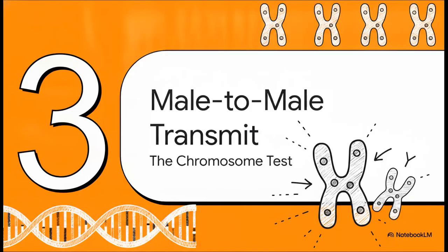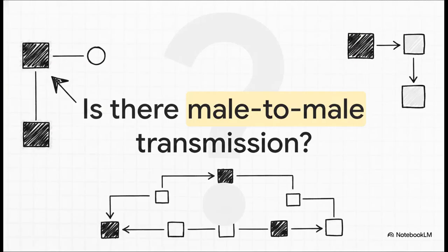Okay, Section 3, male-to-male transmission rules. We like to call this the chromosome test. Once you've checked for skips, you ask your second algorithmic question. Is there male-to-male, meaning father-to-son, transmission anywhere in this pedigree? You literally just scan the squares. Does an affected father ever have an affected son?